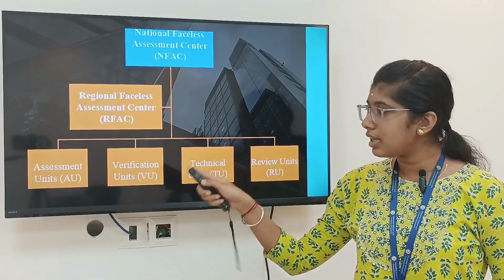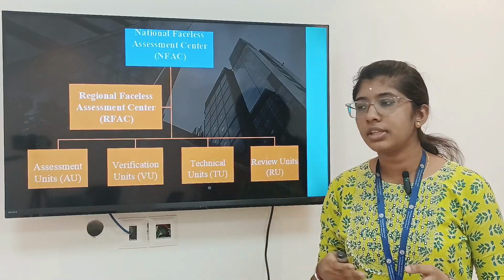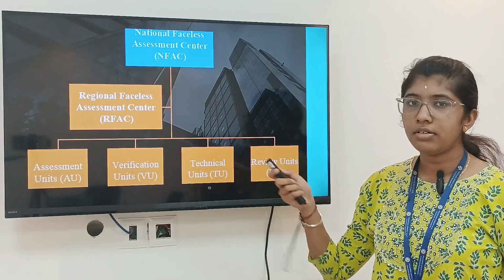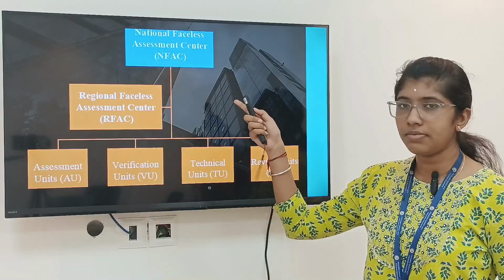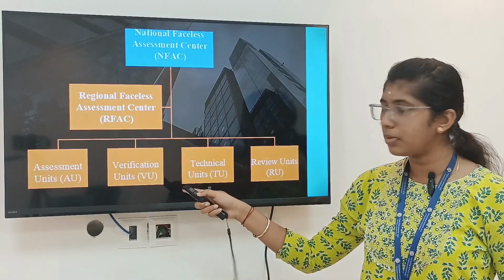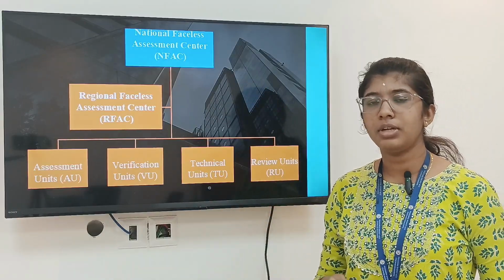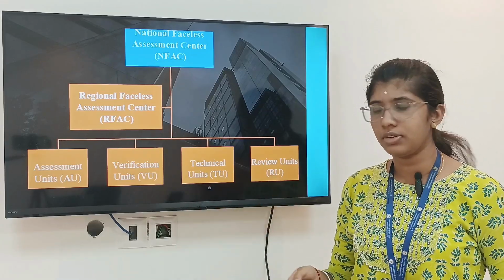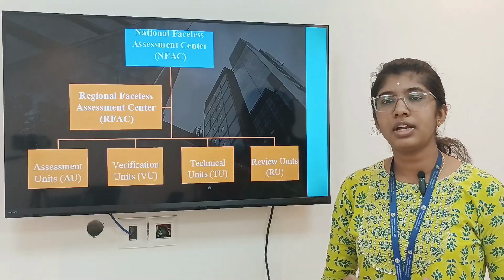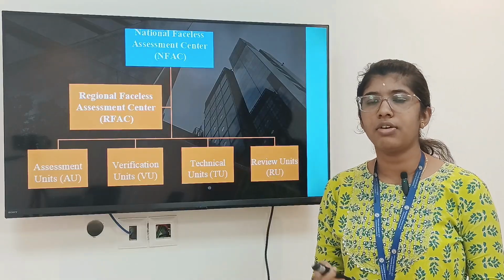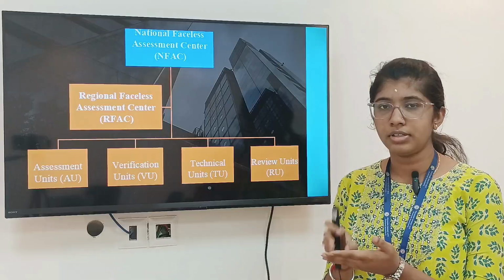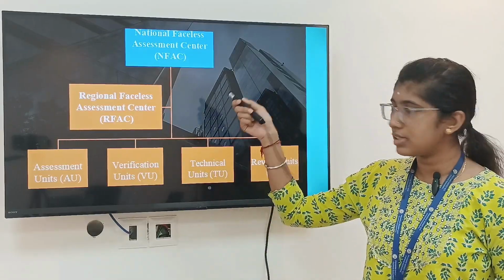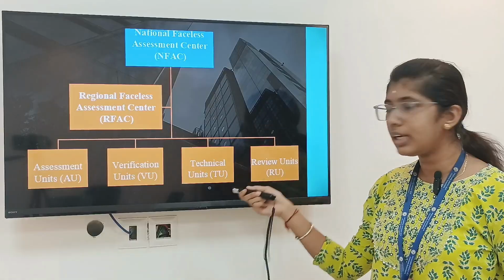the assessment units. The assessment units will check whatever data is available and verify the income. If they want some detailed verification, they will say so to the national faceless center. The national faceless center will inform the verification units, where the cross-examination, verification and detailed examination will be carried out by the verification units. In case they want expertise in technical areas like forensic accounting, transfer pricing or some specific areas, that will be sent by the assessment units to the national faceless center, where they will send it to the technical units.